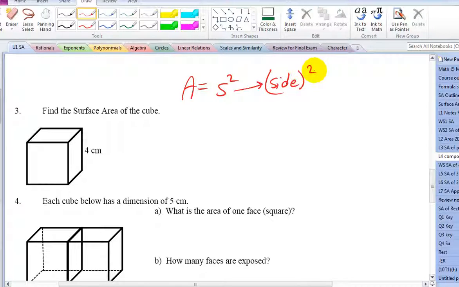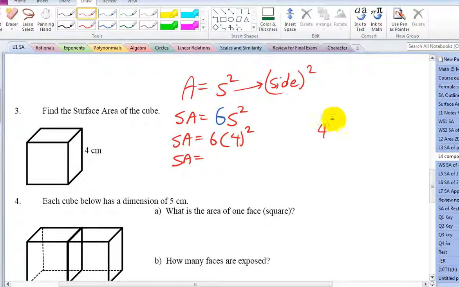It's not a 5. But on a cube, like a dice, how many sides are on a dice? 6. So you take the surface area, which is the area of one square, and you multiply it by 6. So it's 6 times s squared. You can do it as a formula, which is super easy. Surface area equals 6 times 4 squared.